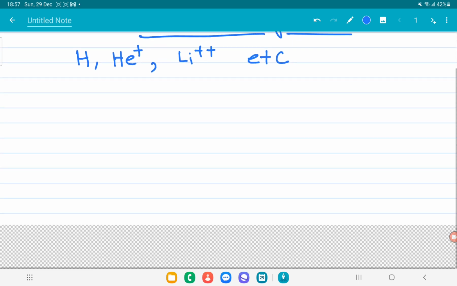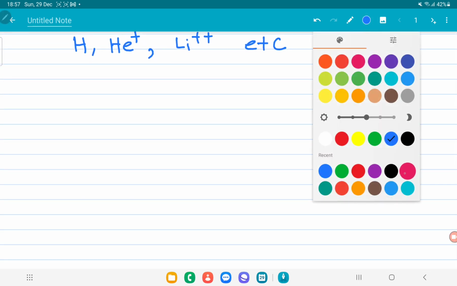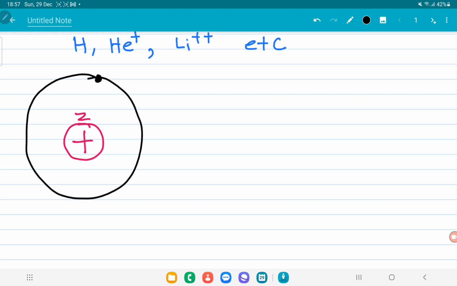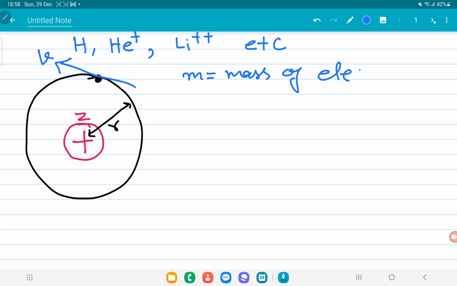Now in Bohr's theory we have a nucleus, and the atomic number of the nucleus is taken as Z. We have an electron, and the electron is revolving around this nucleus in an orbit of radius r. If the velocity of the electron is v and the mass of the electron is m.